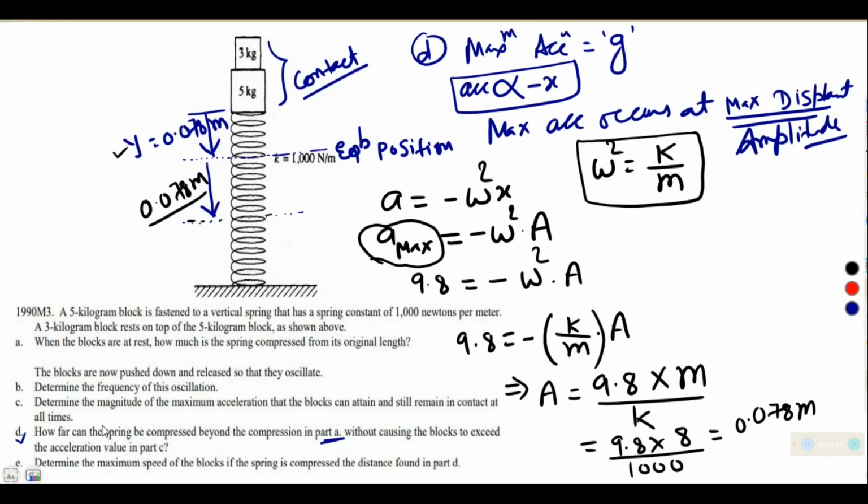Let us see the last segment, that is part E. Determine the maximum speed of the block. We have to find the maximum speed of the block if the spring is compressed the distance found in part D. It means we have the blocks here, and when we release these blocks from here, what will be the maximum speed? So what we will do, please see.